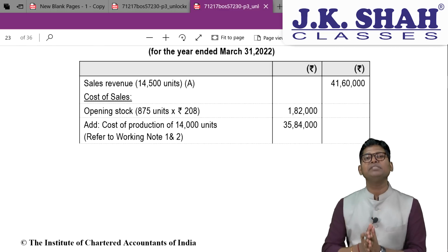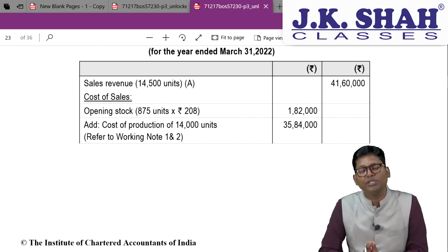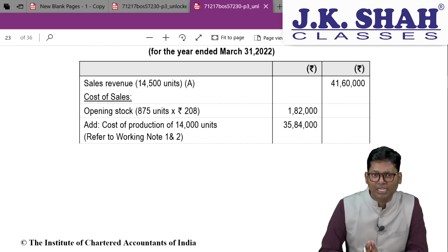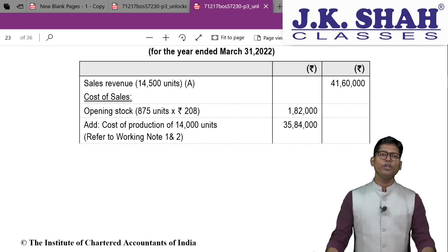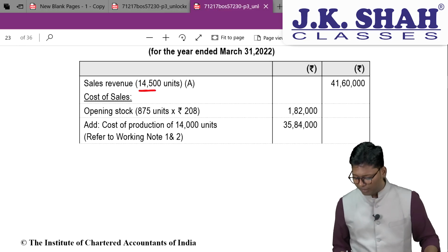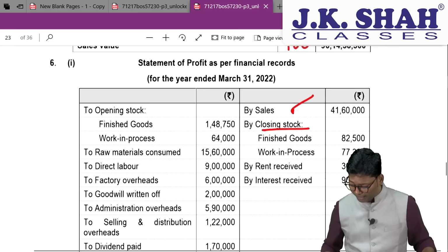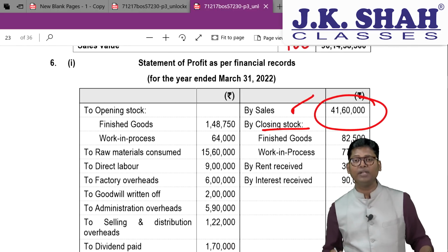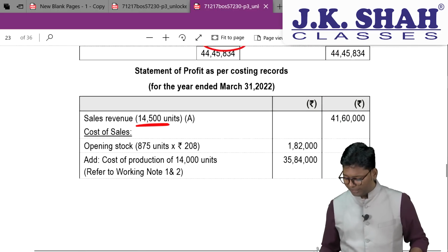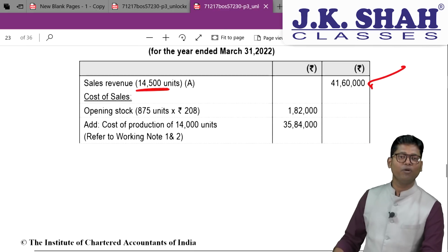Instead of using the income statement format, you can even solve this question by using the cost sheet format also. Whatever the format, ultimately you are going to get the same thing. Now, sales is 14,500 units. At whatever price you have sold all the units is available, and there is no variation in sales. That's why the sales value is recorded here.